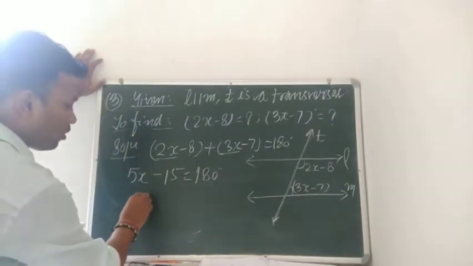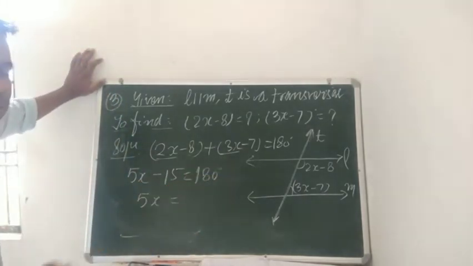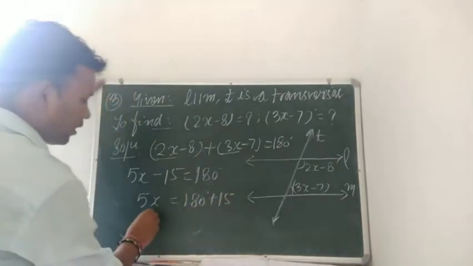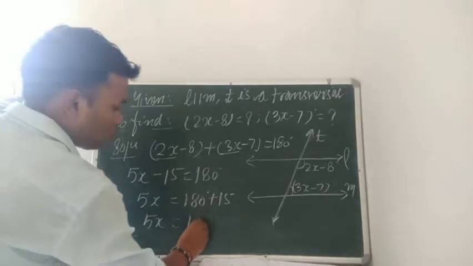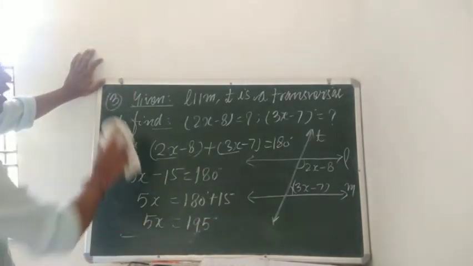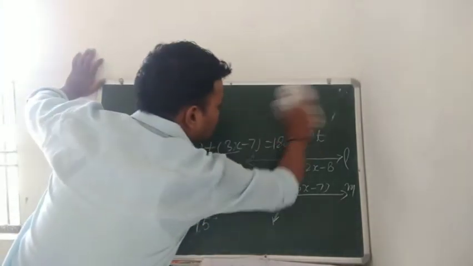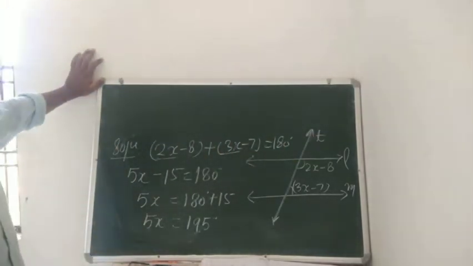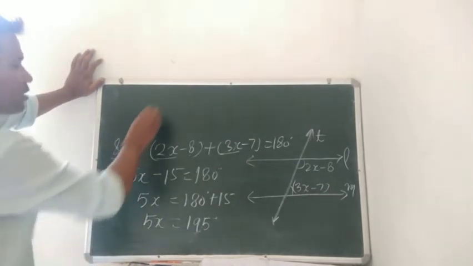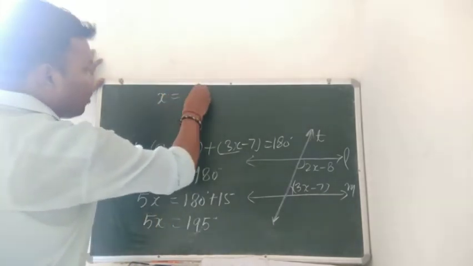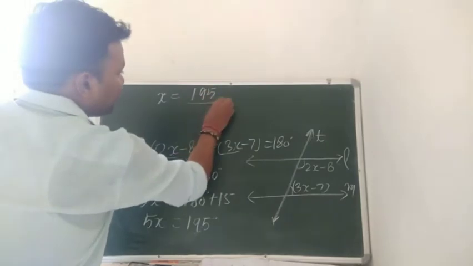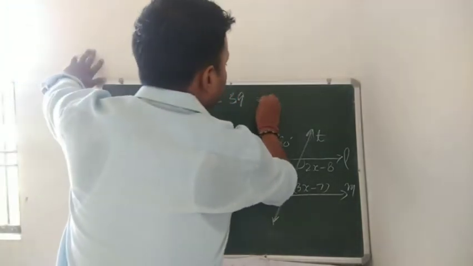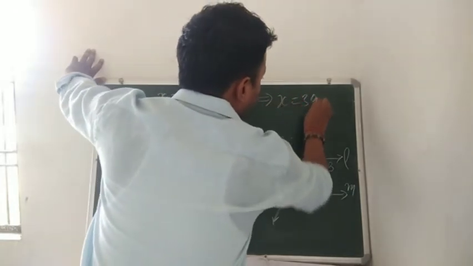So we will transfer this minus 15 into RHS and it will become plus 15, and thus we will get 5x is equal to 195. Because we have to find the value of x here, we'll keep x alone in LHS and take the rest of the multiples or factors to RHS. So we'll write x is equal to 195 divided by 5, which will become 39. It means that the value of x will be 39.